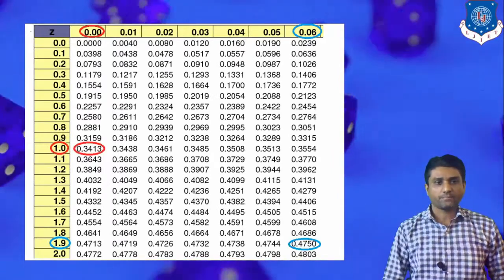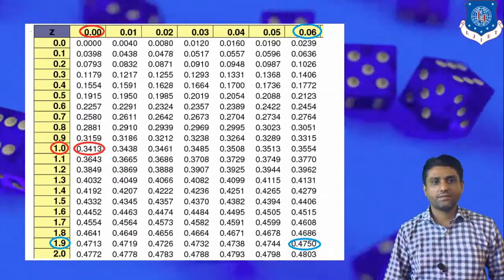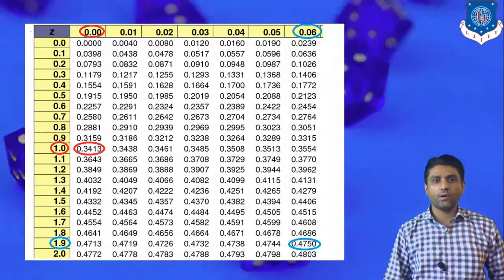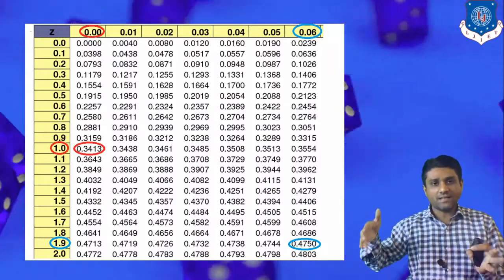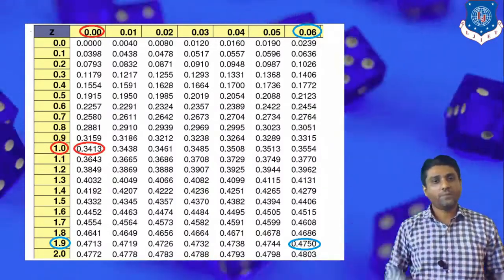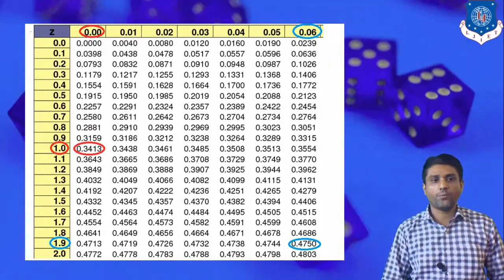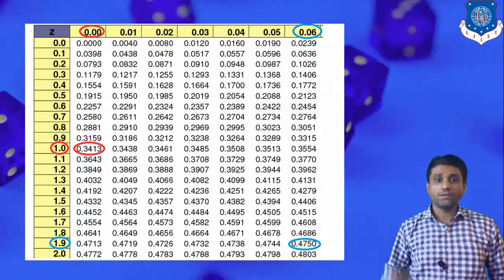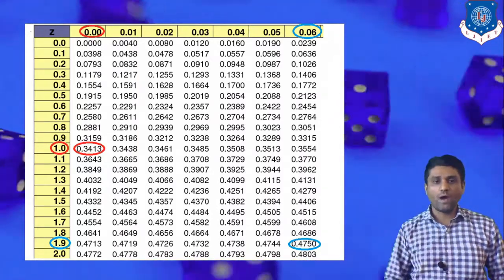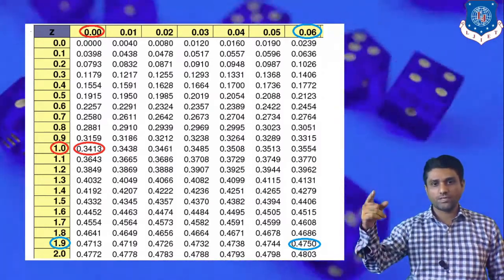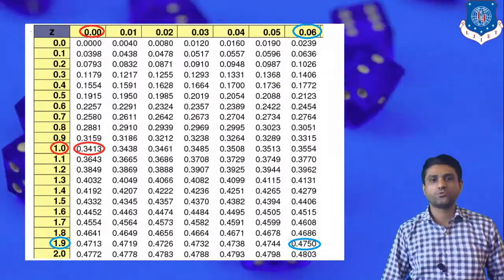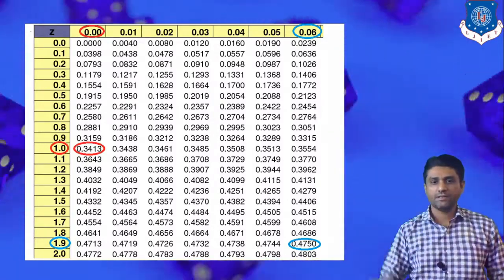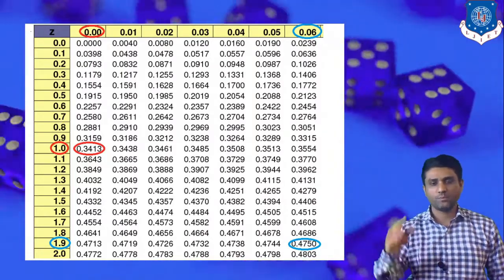See here, the red highlighted portion says 1 and corresponding 0. So the probability of z lying between 0 and 1 is exactly equivalent to the probability of z lying between -1 and 0, which is 0.3413. Similarly, for the probability of z lying between 0 and 1.96, we highlight 1.9 and 0.06 and the corresponding point of intersection is 0.4750. So we use these two values, 0.3413 and 0.4750, from this distribution table.